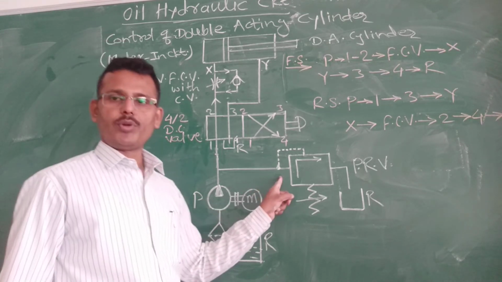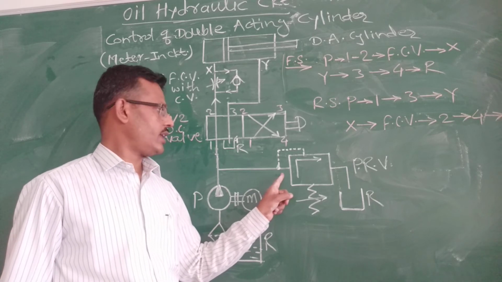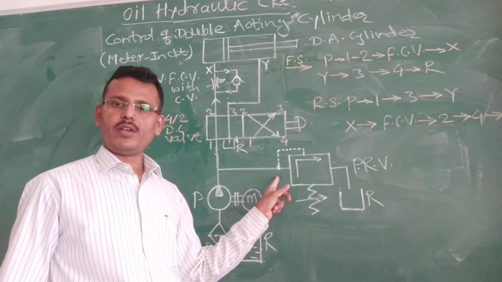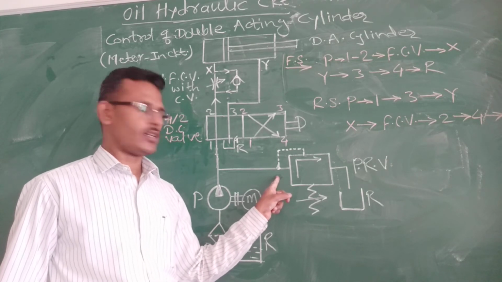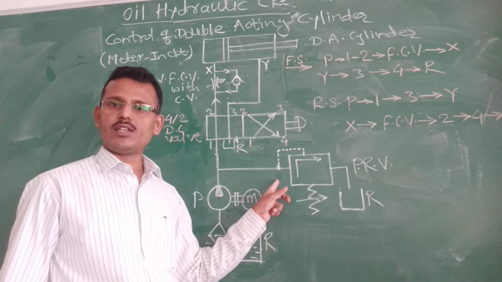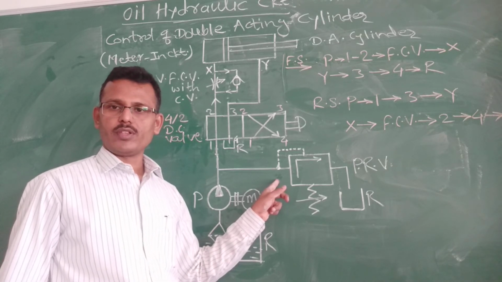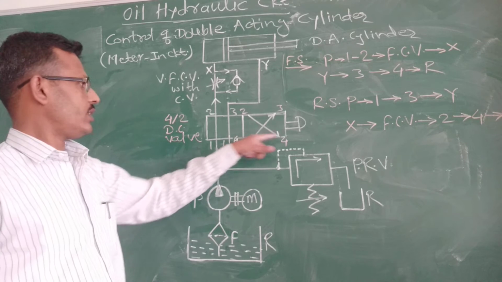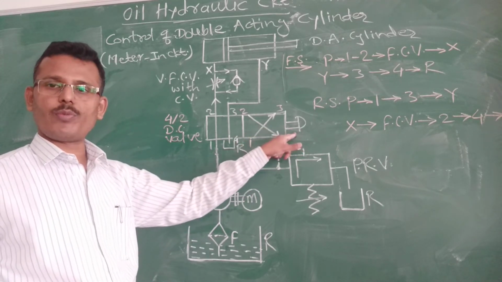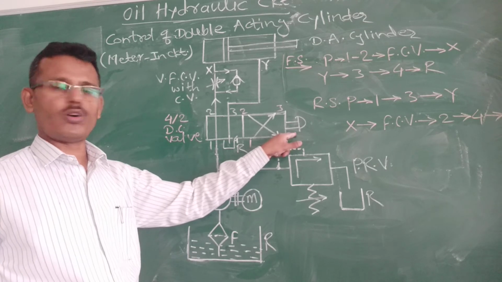Then another component in this hydraulic circuit is the pressure relief valve. It works for safety purposes in the hydraulic circuit. The function of this pressure relief valve is to release the excess pressure. Then next is the 4x2 direction control. This is the push button operated 4x2 direction control.